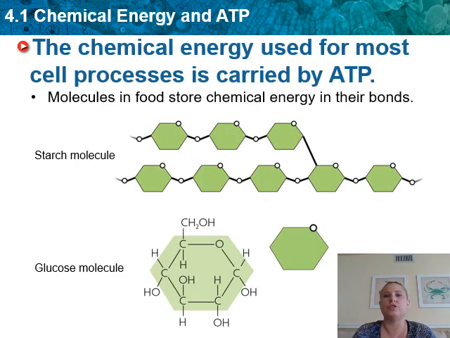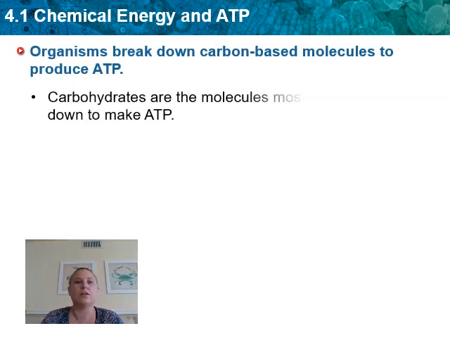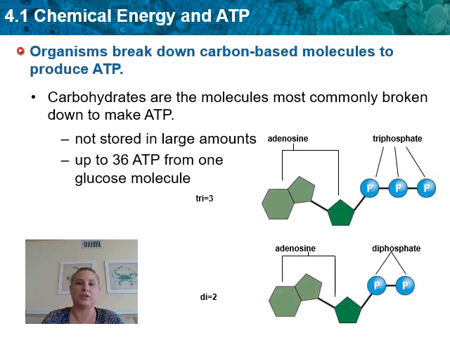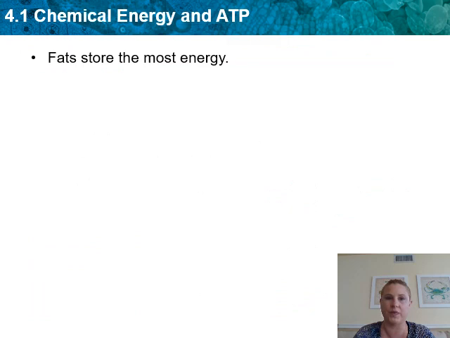So the chemical energy used for most cell processes is carried by ATP, and molecules in food store that chemical energy in their bonds. So when we eat things like a carbohydrate, that gives us a lot of energy. Really you just need to know that carbohydrates are the molecules most commonly broken down to make ATP. Remember, carbohydrates give us energy, and they give us energy in the form of ATP. That's a chemical form of energy.